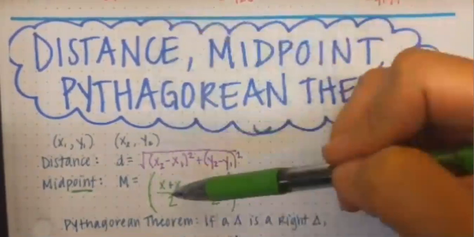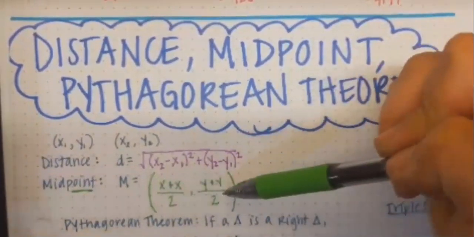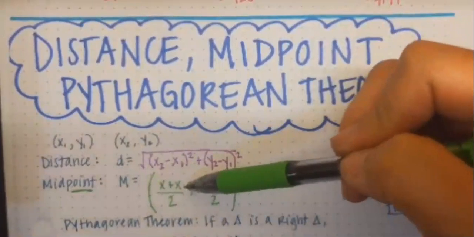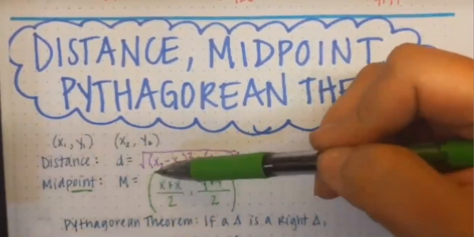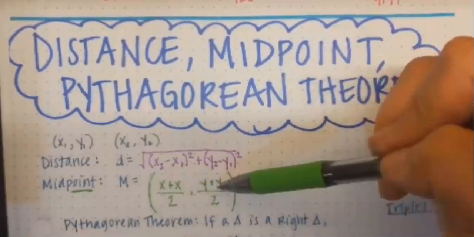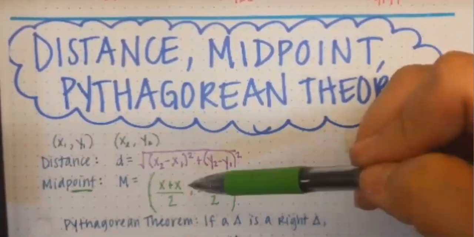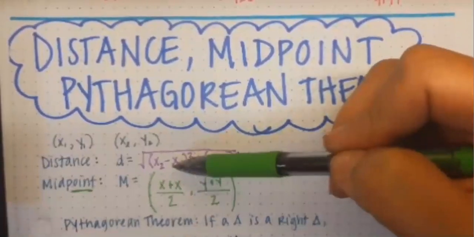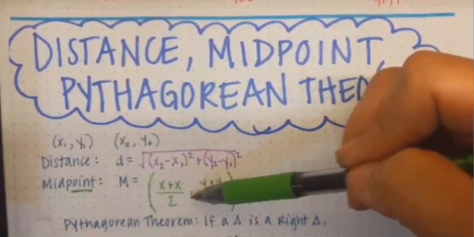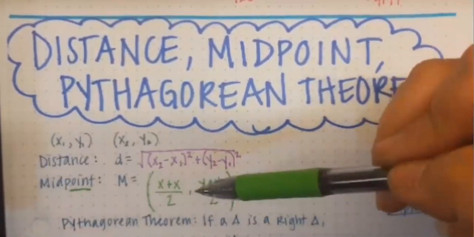Now, I could say x1, x2, right, and then y1, y2, but when we add, order doesn't matter. So what matters is that I take my x's and add them together and divide by 2. Then take my y's and add them together and divide by 2. All right, so in subtraction with our distance formula, order matters. When it comes to our addition in the midpoint formula, order does not matter.